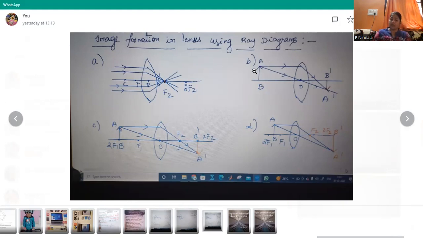Understood? Next, case 2. In case 2, the object position is beyond the center. The image is formed between F2 and 2F2, and this image is also real and inverted. Understood? Next, case 3, we keep the object on the center, 2F1. On the other side, the image is formed at the center 2F2. That is real and inverted, and the size of the image is the same as the size of the object.